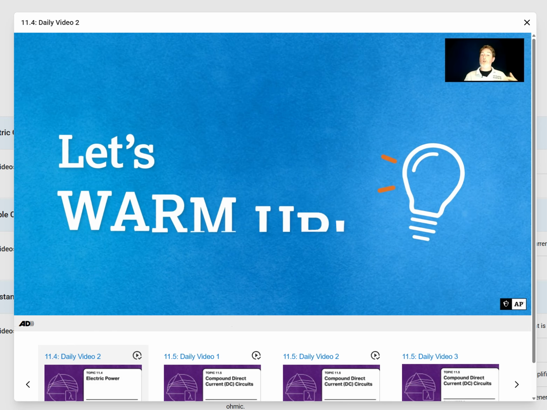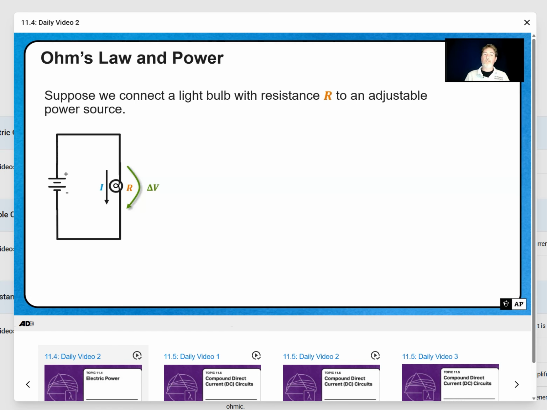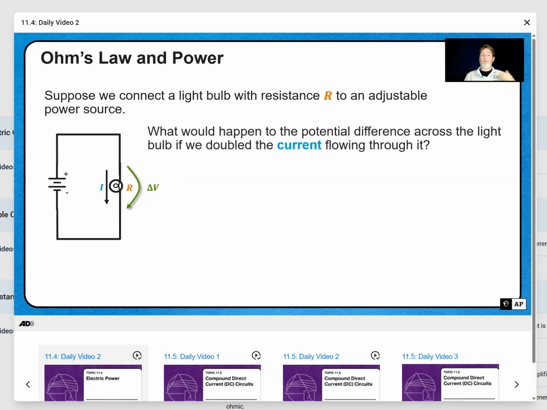Let's warm up by just looking at Ohm's law and how it relates to power. Suppose we connect a light bulb, resistance R, to an adjustable power source, so we can turn a knob and increase that voltage. What would happen to the potential difference across a light bulb if we increase the current? Recall from Ohm's law that V, potential difference, over R equals current. So if the current increased, that means that we must have also increased the voltage. For example, if we doubled it, the potential difference would double.